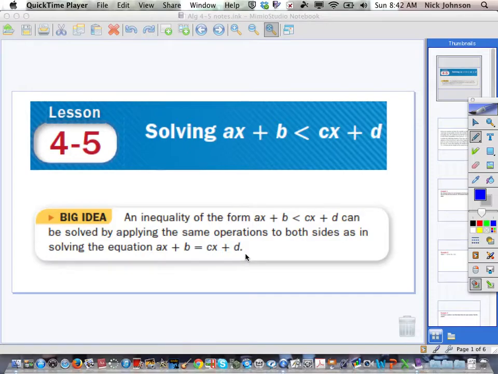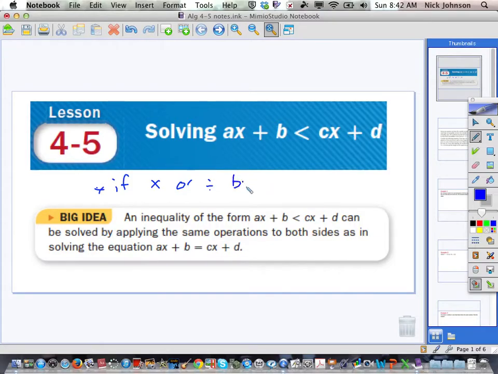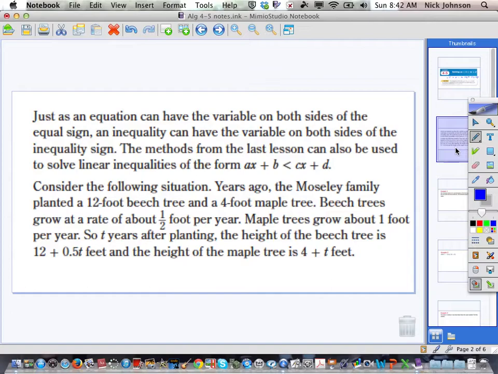So what they're saying is we're still putting our x's together and putting our regular numbers together. It's no different. The only thing you have to worry about, remember with inequalities, if you multiply or divide by a negative number, you have to flip the sign. Okay? So make sure you remember that. So that's what the top paragraph says.